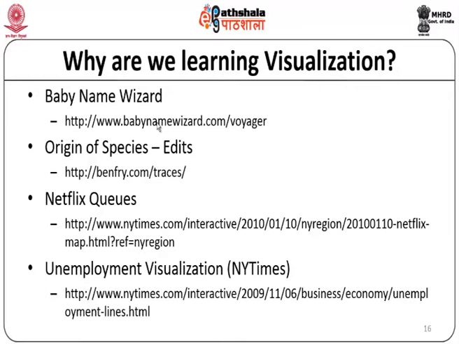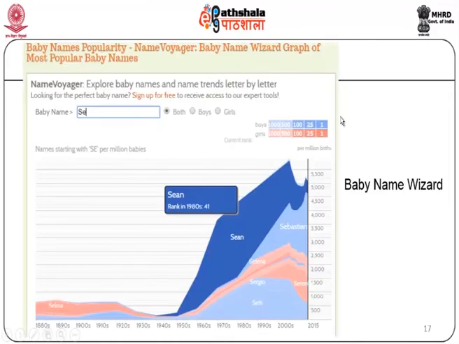babynamewizard.com/voyager. What exactly is highlighted in this web page? See here you can find the popularity of baby names. Suppose you type the keyword SE, then it will list all the names that start with SE, and it clearly indicates, across various time periods from the 1880s till 2015, how popular this particular name was.